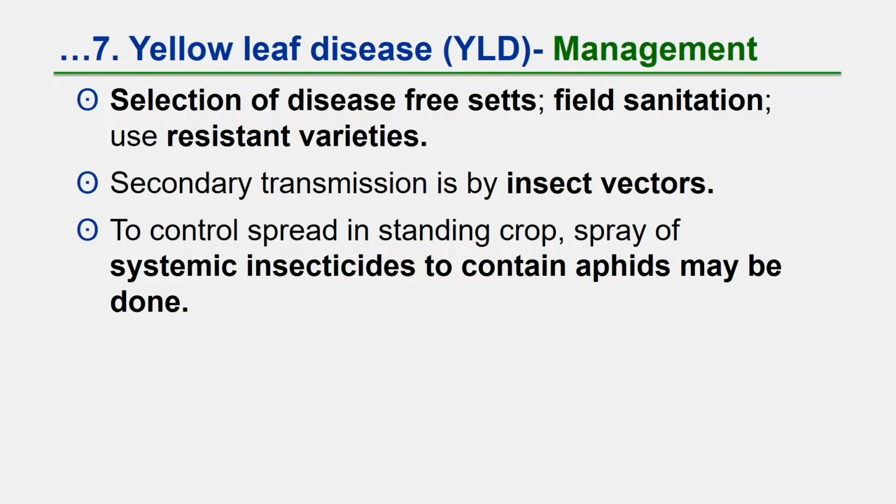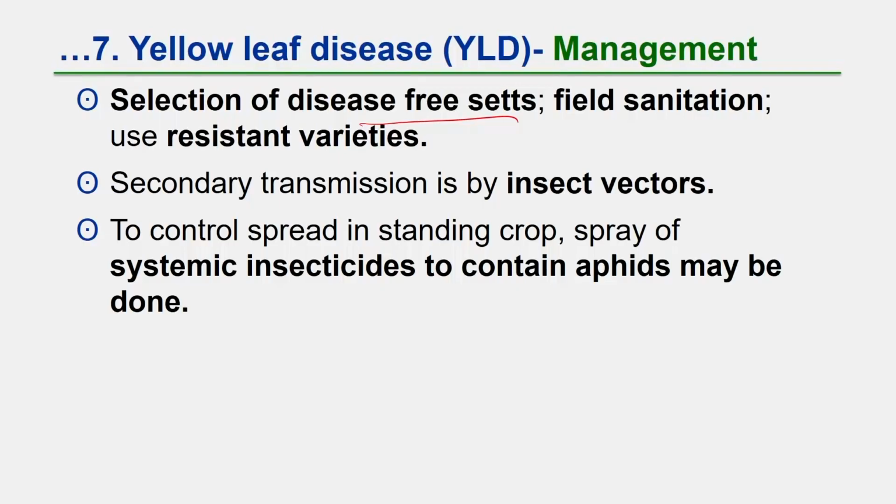What are the management options for yellow leaf disease in sugarcane? Selection of disease-free sets. That is the easiest and best way to prevent the infection of this disease. Field sanitation. Use resistant variety. And since it is a viral disease, one can go for hot air treatment or moist hot air treatment. Secondary transmission is by insect vectors.